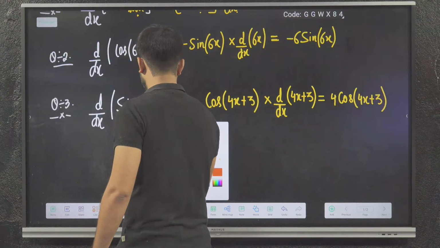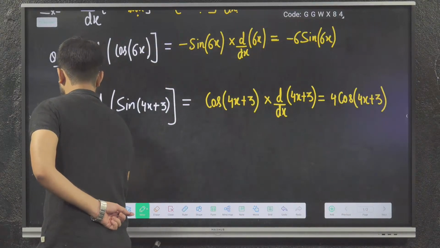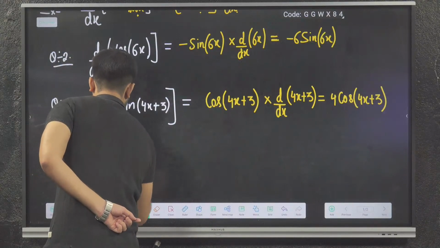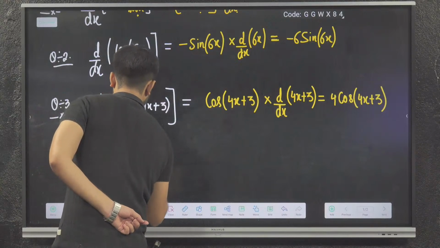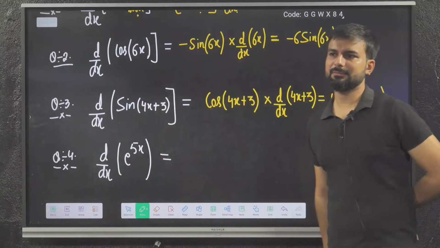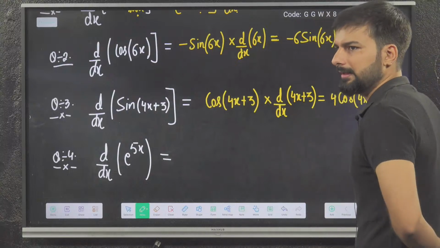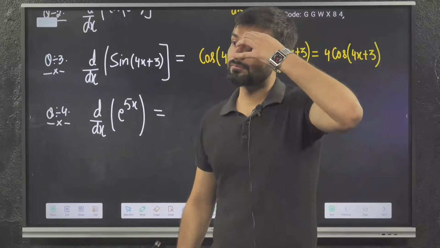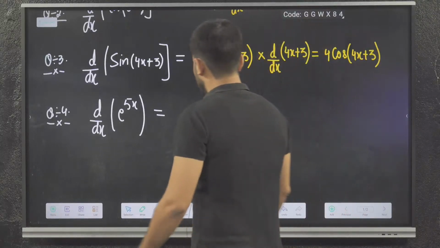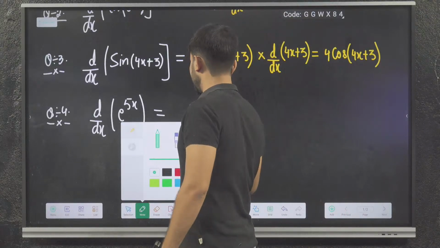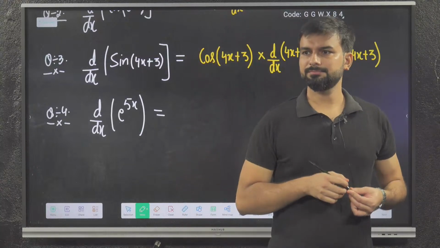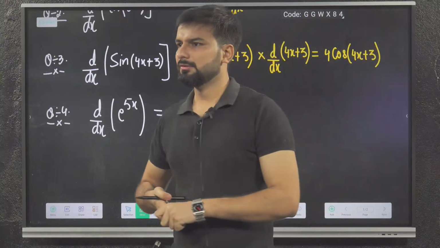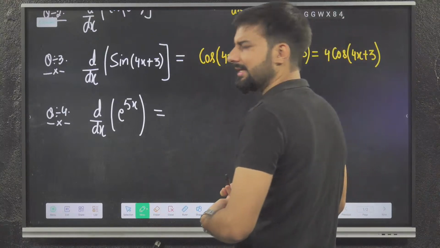Very good. Similarly, if somebody is asking a question like this, question number 4, d by dx of e power 5x. Tell me, beta, same logic, tell me the answer of this question. Try to solve. What will be this question answer? 5e power 5x. Yes, correct.